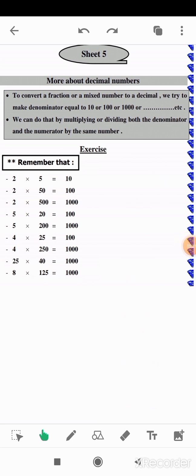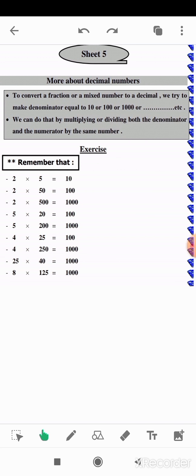More about decimal numbers. To convert fractions or a mixed number to decimal, we try to make the denominator equal to 10 or 100 or 1000 and so on. We can do that by multiplying or dividing both the denominator and the numerator by the same number. Okay, what's the meaning of these words?